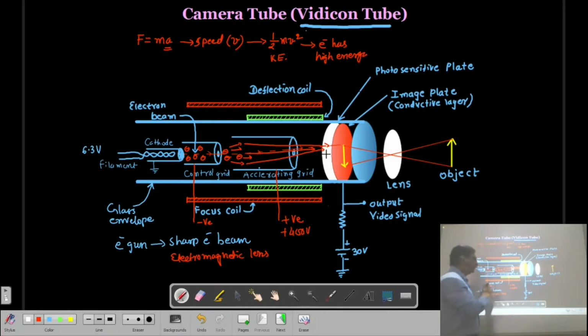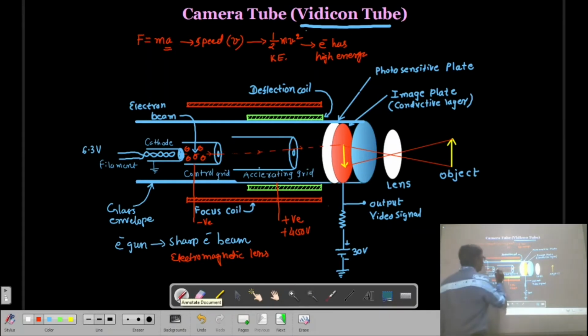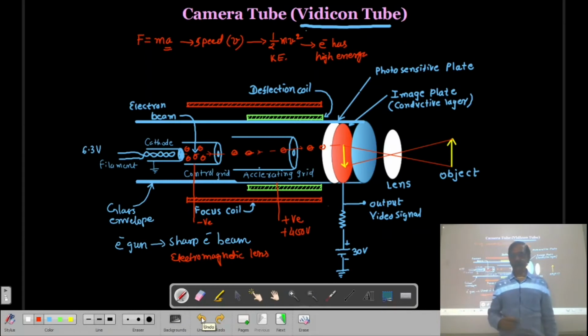Okay. So this is about how this electron gun is going to produce a sharp electron beam. Once you have this kind of sharp electron beam, meaning these electrons are moving in this direction, it is going to be incident on a photosensitive plate.